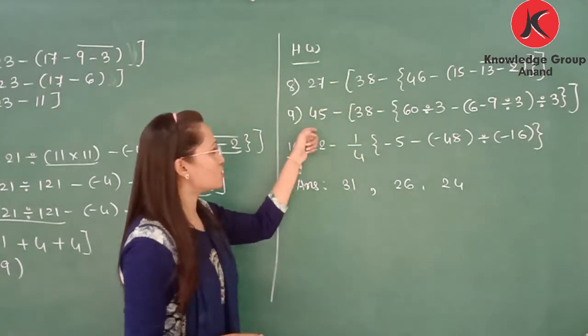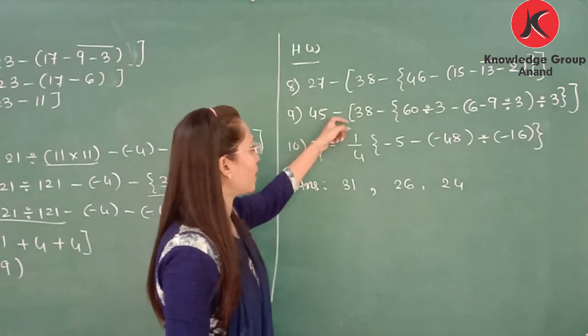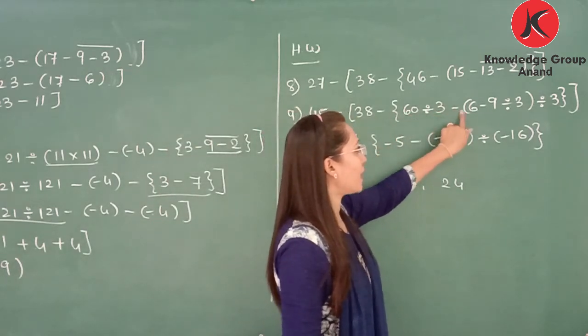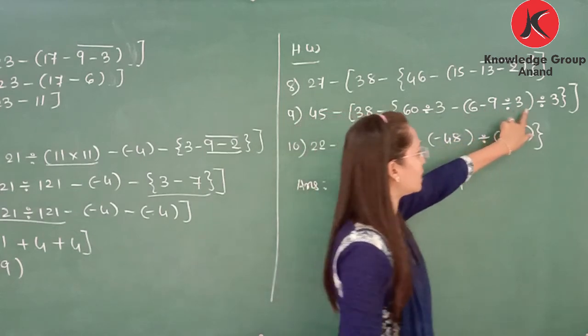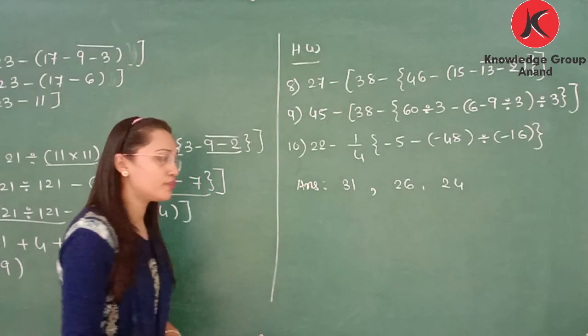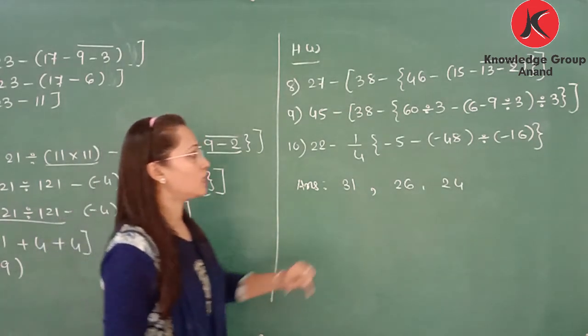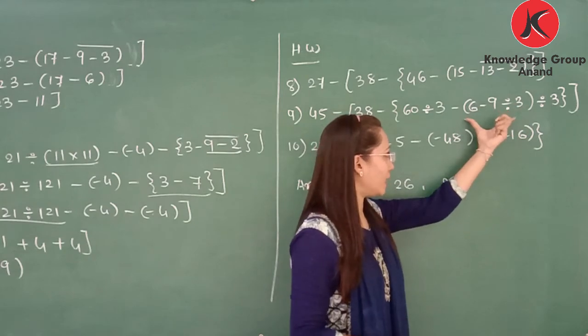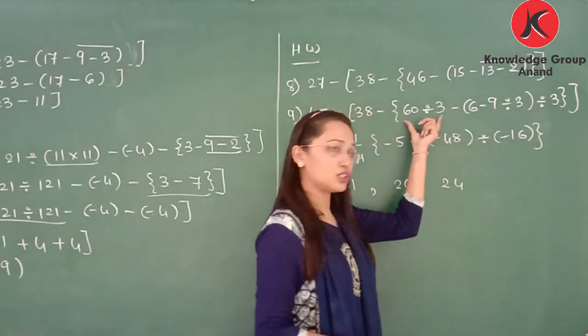So the same here, 945 minus 38 minus, inside the bracket, 60 divide 3 minus 6 minus 9 divide 3 minus 3. Here no bar is given. So whenever there is a division, first solve the division inside the bracket. So first solve this one, then this bracket, then perform this division and this one.